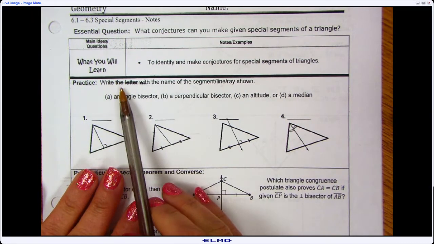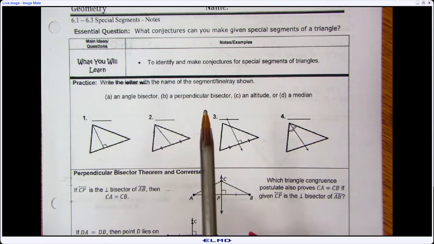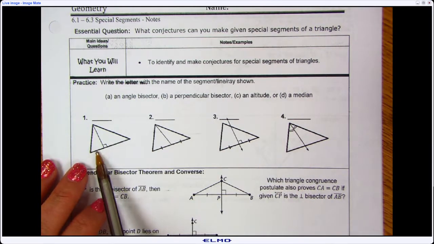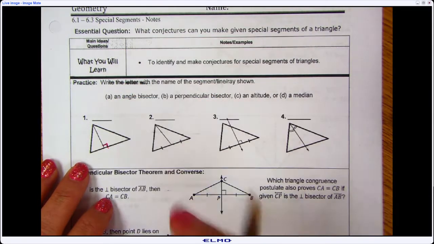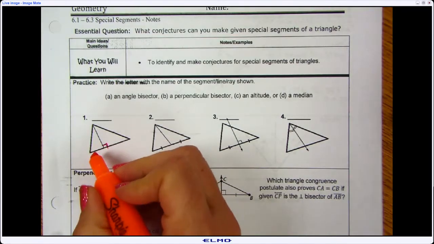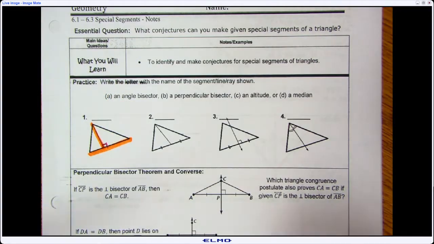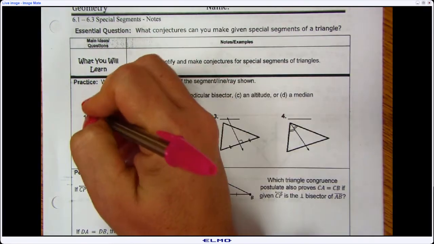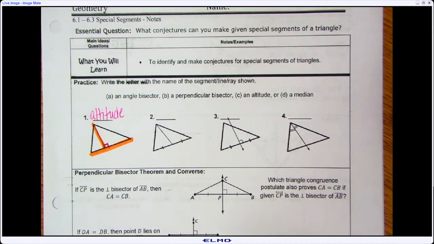So first thing we're going to do, we're going to write the letter with the name of the segment, line, or ray that's shown. So first off, you have to make sure you're looking at the tick marks provided in each picture. In this first picture, the only marking that we have is that this is a right angle. So we all know from the past, whenever we had a triangle and we have a base and a height, we're able to find the area if we know the base and the height. So this segment that's inside here is called the altitude because the altitude is a fancy name for height.